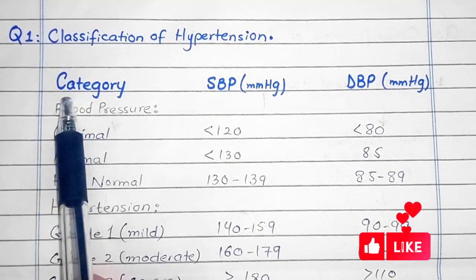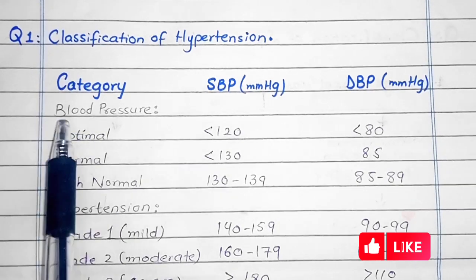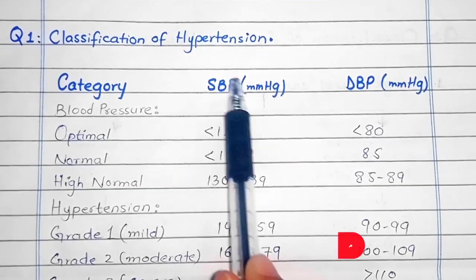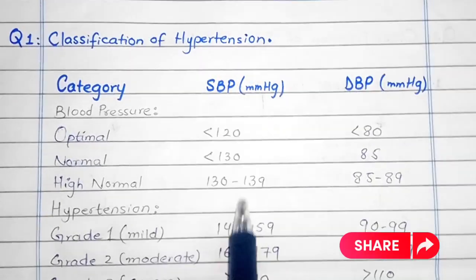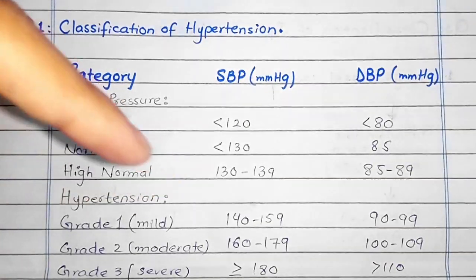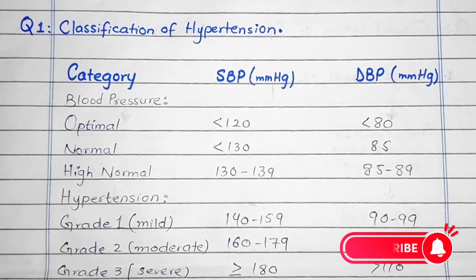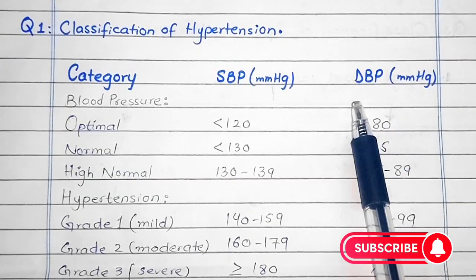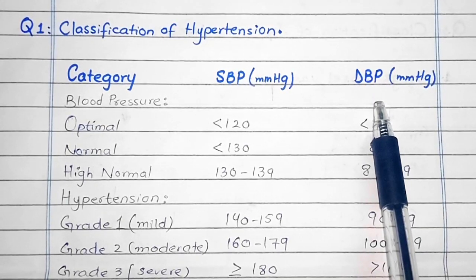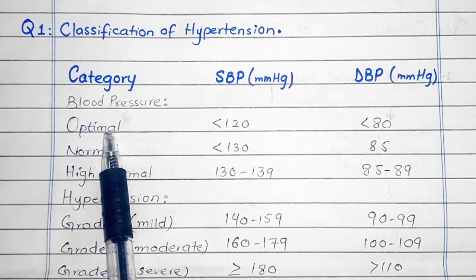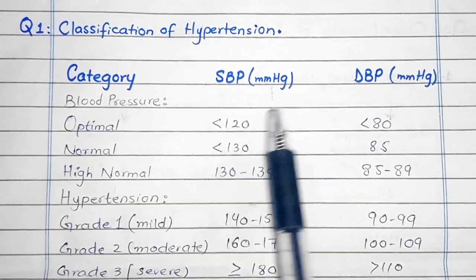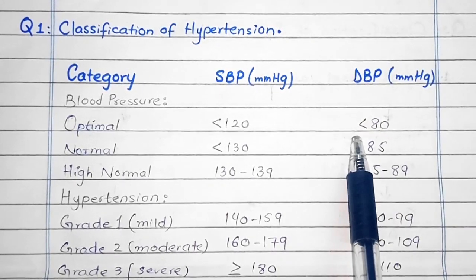So first of all, we have in the category blood pressure, and in the blood pressure, first is the optimal blood pressure. Here you can see this is basically a column of the systolic blood pressure, and the systolic blood pressure is basically the pressure that is exerted on the arterial walls when the heart contracts. Whereas the diastolic blood pressure is basically the pressure that is exerted on the arterial wall when the heart is at rest. So now what is the optimal blood pressure? When the systolic blood pressure is less than 120 and the diastolic blood pressure is less than 80.